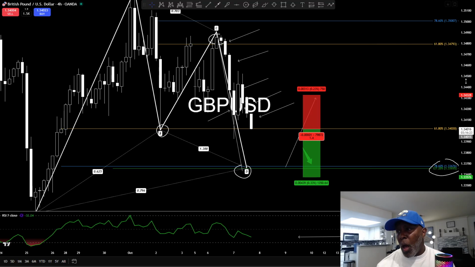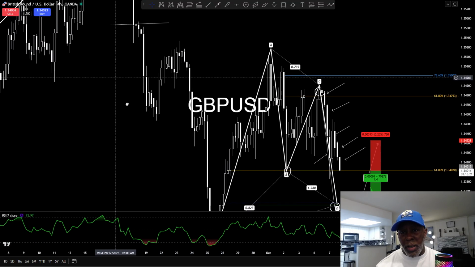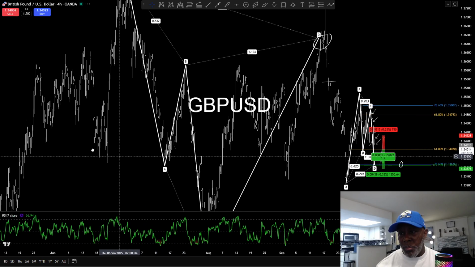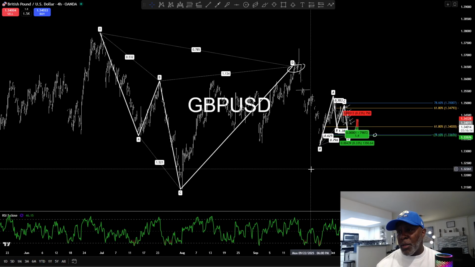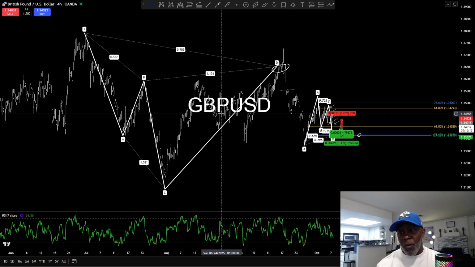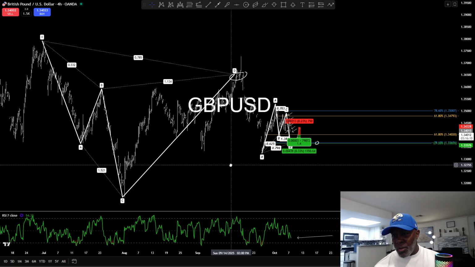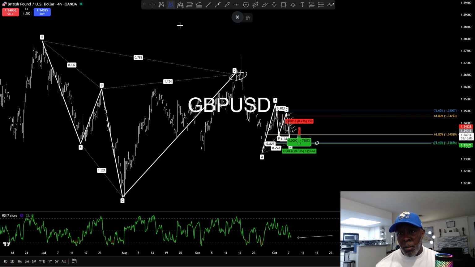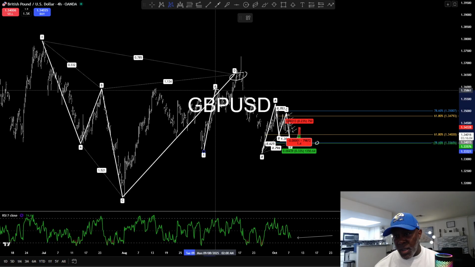So, we talked about the overall giant Cypher, the beautiful big Cypher that came. So now look at this beautiful combination. You got the Cypher pattern. You might have had another one in there too. There might have been another. No, I don't think his C leg is good. But I'll look at it. I'm pretty sure the C leg isn't good though.